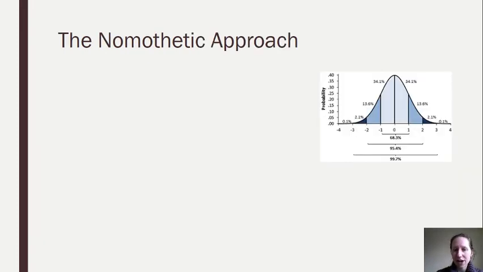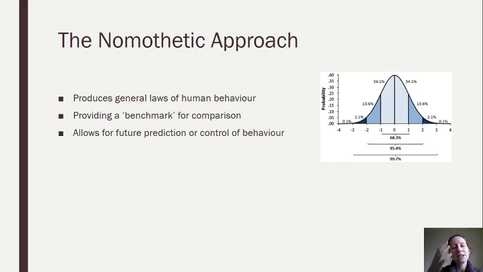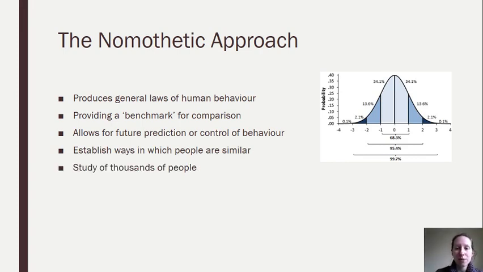Okay, so if we take a nomothetic approach to an investigation, these are the things we're going to try and do. We're going to try and produce a general law of human behaviour, and we're going to try and provide a benchmark for comparison of behaviour. The idea is that if we can establish a law or a benchmark so that we can compare behaviour between people, it means you're able to predict or potentially control people's behaviour more in the future. It helps you to establish ways in which people are similar.